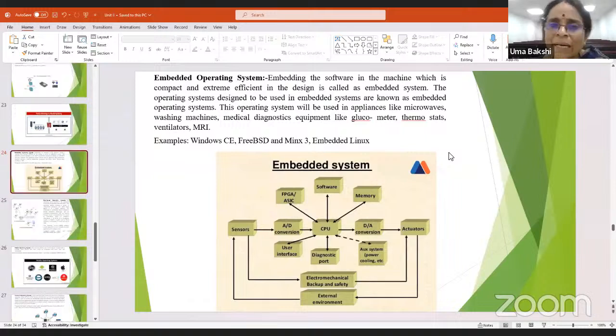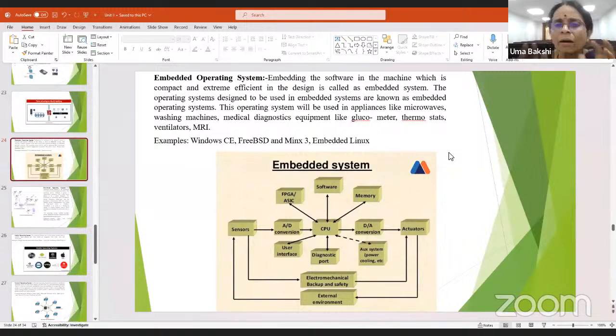In embedded systems, the machine is compact and extremely efficient in its design. For example, an MRI machine is a machine, but it checks completely what is inside your body and gives a report to you. That's an embedded system. Microwaves in the house cook: you give a time, the temperature, the duration, and what the thermostat should work on. If more than one thing is operating inside at one place, we call it an embedded system.